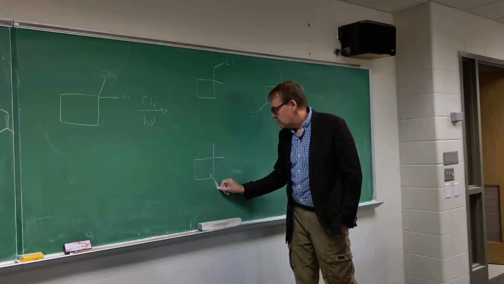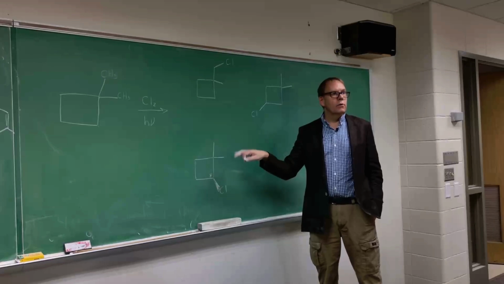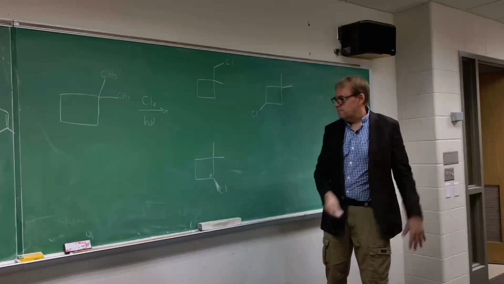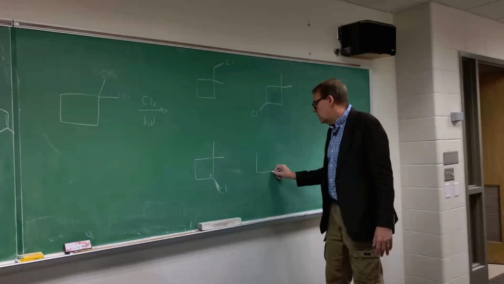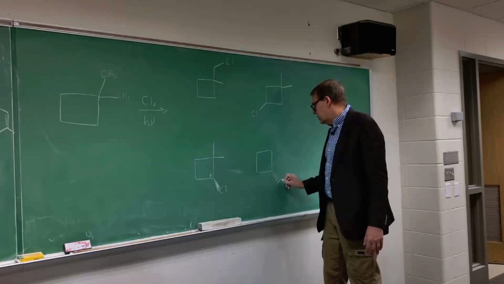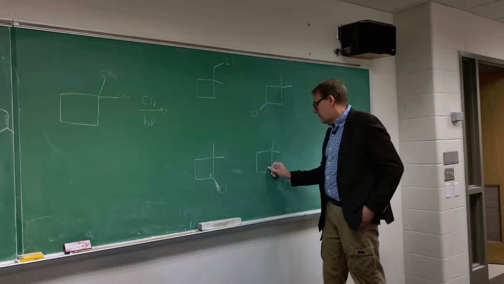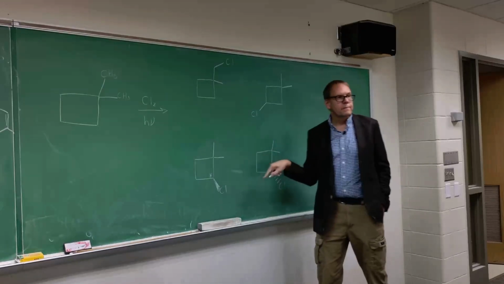One of the options would be that, where the chlorine has a wedge bond orientation, it's closer in space to you. The other possibility is the one where the chlorine is on a dashed bond, it's pointing away from you. And these are 2 stereoisomers.